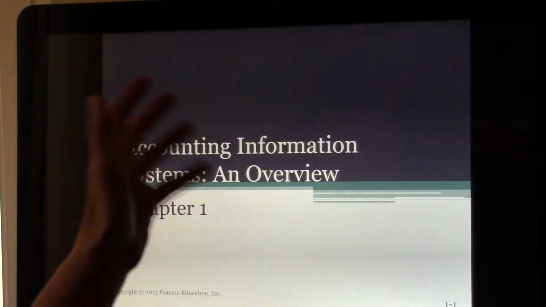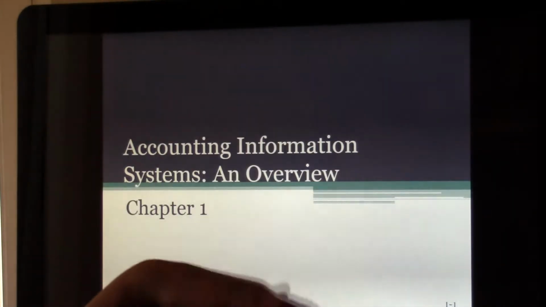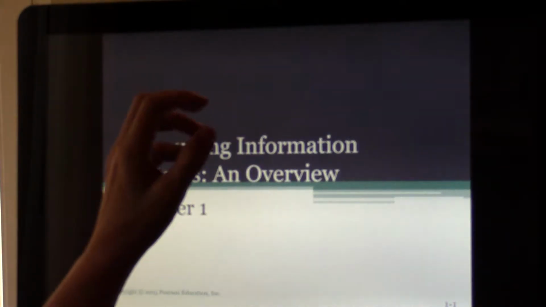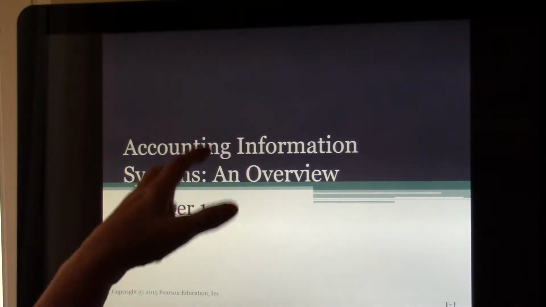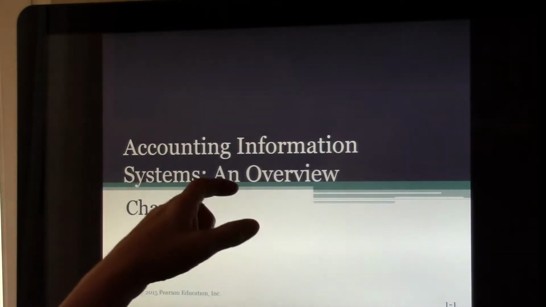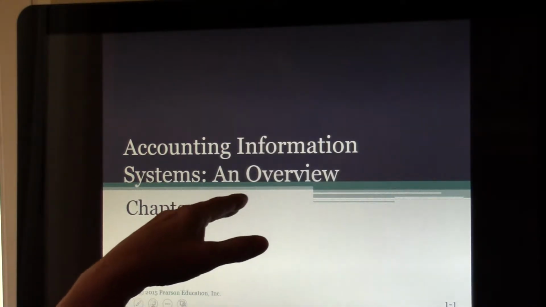You've been learning revenues go on the income statement. Assets, liabilities, owner's equity goes on the balance sheet. All these sort of rules and how to apply the rules to transactions. Well, that's awesome, and you definitely need to know that. But we're going to do information systems now.